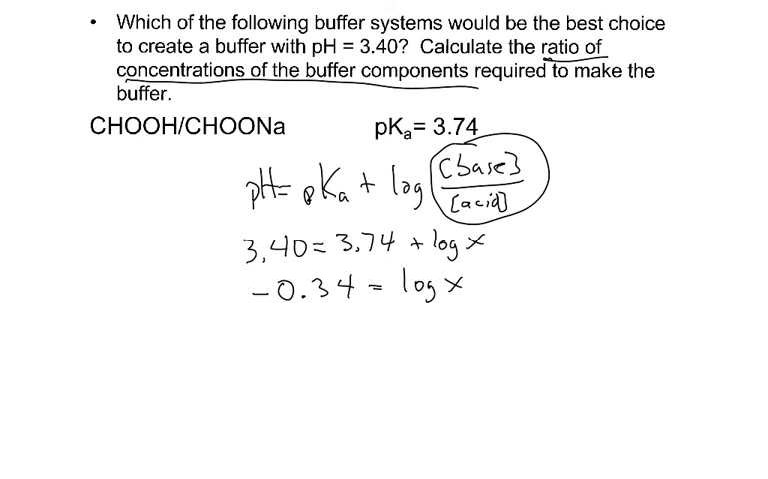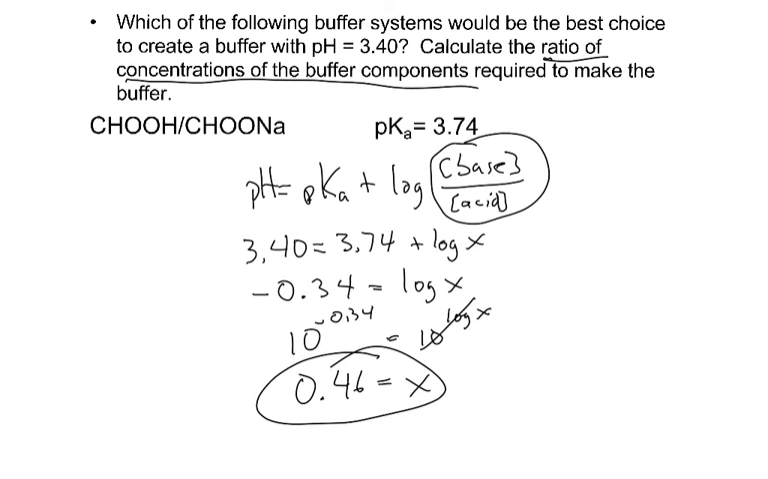To get rid of the log, I'll do 10 to the minus 0.34 is equal to 10 to the log of X. So those cancel. When I do 10 to the negative 0.34, I get 0.46. And so I want the concentration of my base to be roughly half the concentration of my acid, or 0.46, in order to get exactly that pH.